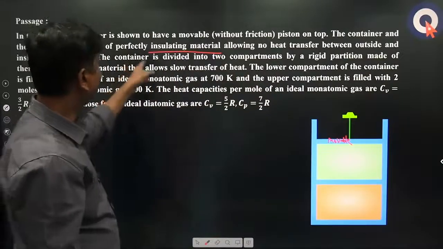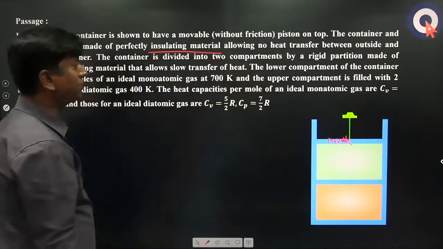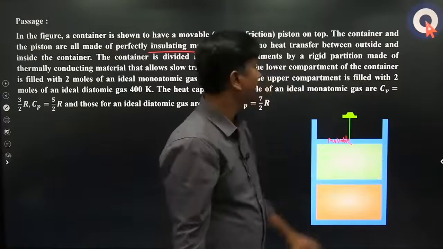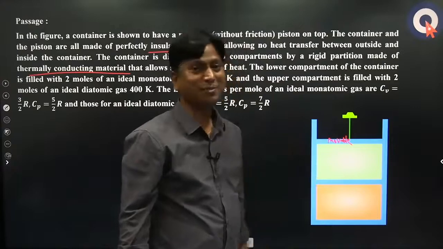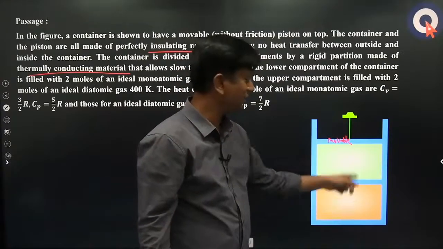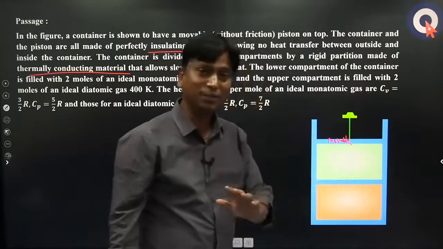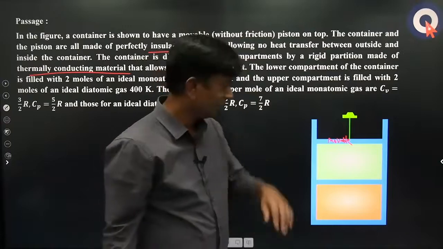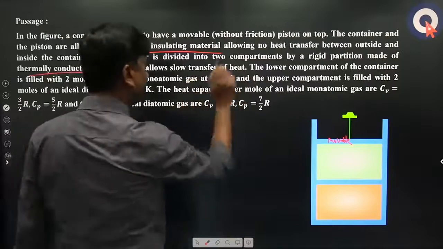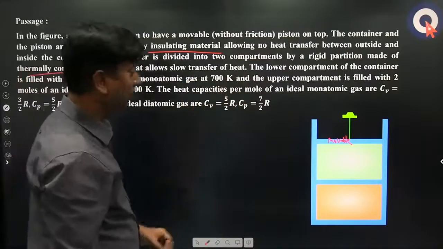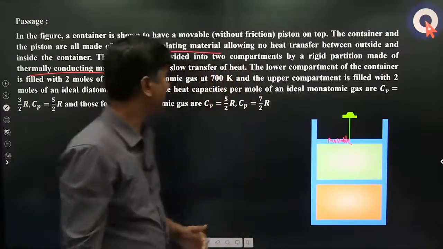But the thing is, this total container is divided into two compartments by a rigid partition, made of thermally conducting material. Thermally conducting material means always here and here the temperature should be the same. Finally, the temperature here and here has to become the same. So that allows slow transfer of heat. That is why, if you put some different temperatures initially, it takes some time to get adjusted to the common temperature.